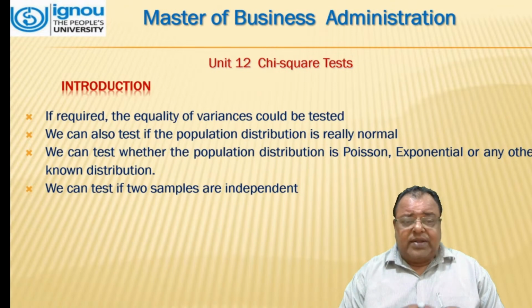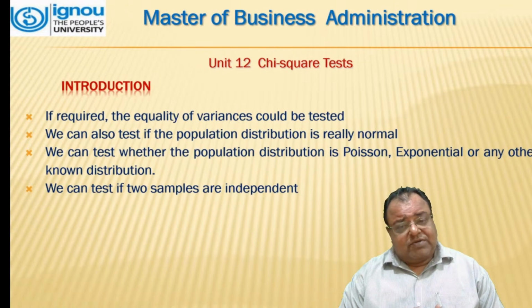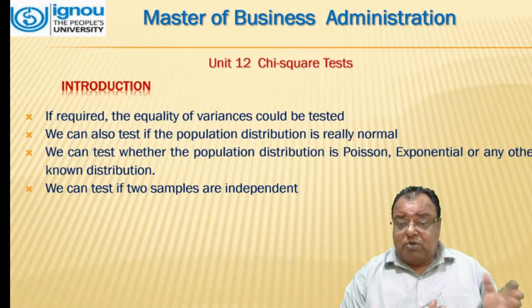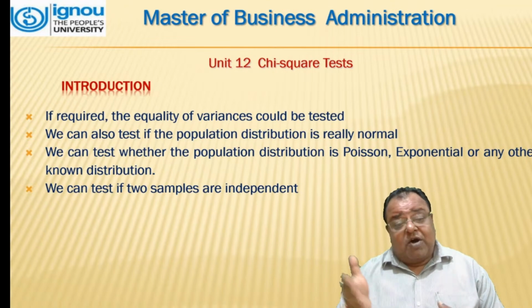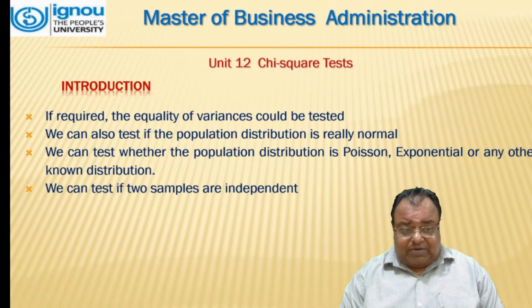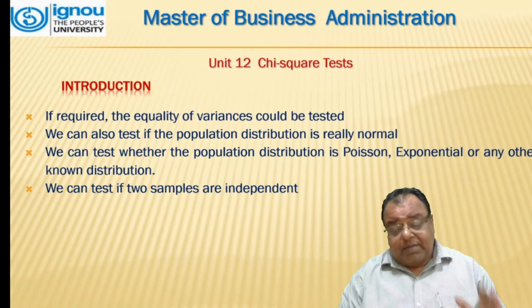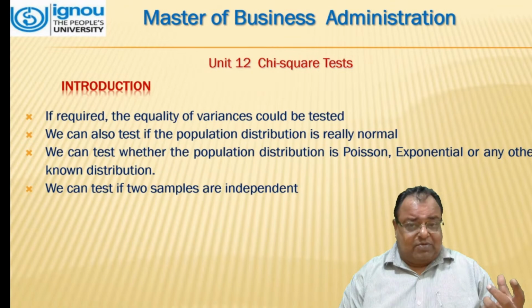It is required when the equality of variances would be tested. We can also test if the population distribution is really normal. We can test whether the population distribution is Poisson, exponential, or any other known distribution. Or we can test if two samples are independent. These are the conditions where we apply chi-square test.